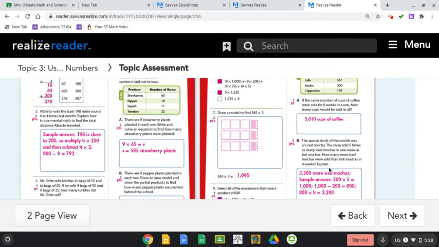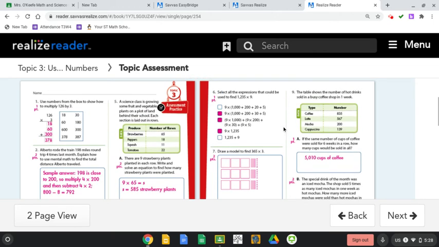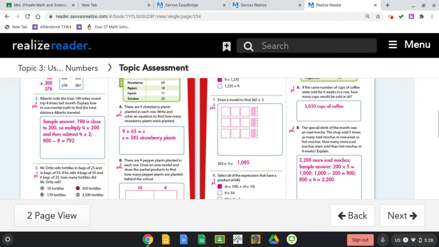The next question says the special drink of the month was an iced mocha. So the shop sold 5 times as many iced mochas in 1 week as hot mochas. So that's the first part of the problem. Hot mochas was 200. So if it sold 5 times as many, that's how I got 200, which was the hot mochas. 5 times as many, times 5 would give you 1,000.